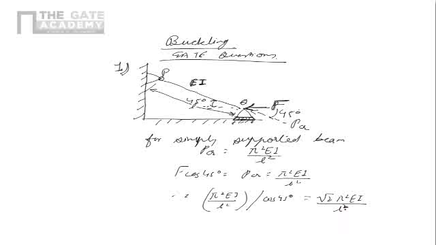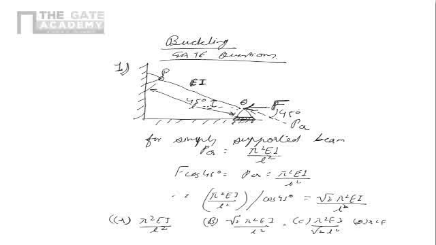That is the answer. So let's see the options which have been provided. Option A is pi square EI upon L square. Option B is square root 2 pi square EI upon L square. Option C is pi square EI upon square root 2 L square. And option D is pi square EI upon 2L square.